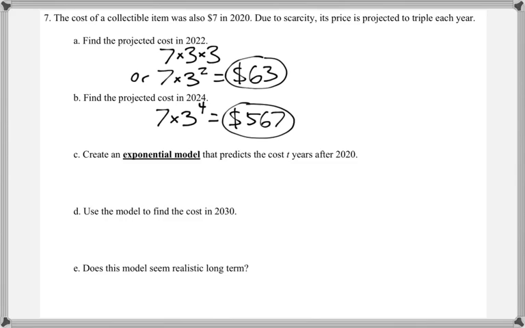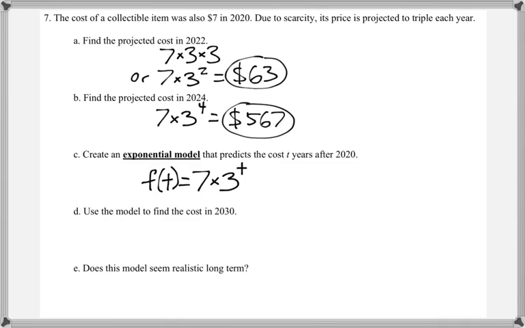So create an exponential model that predicts the cost t years after 2020. That would be f of t is equal to 7 times 3 raised to the t. So whatever the year is, I can just plug it in for t here, like we did with the 2 years and the 4 years.